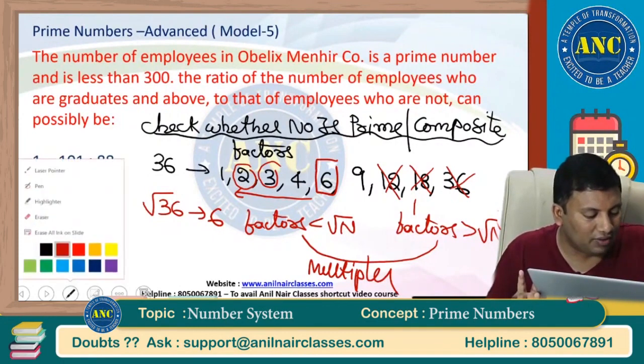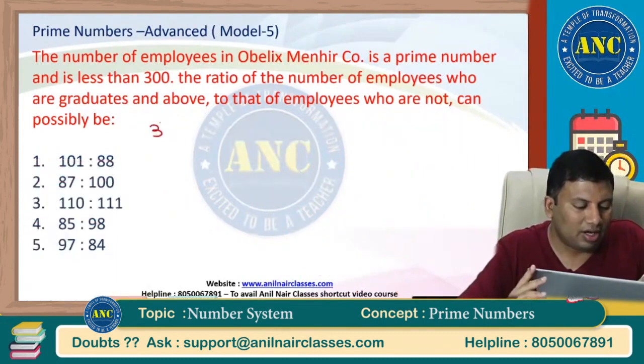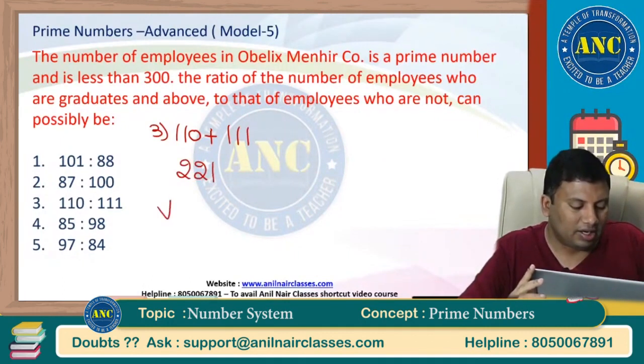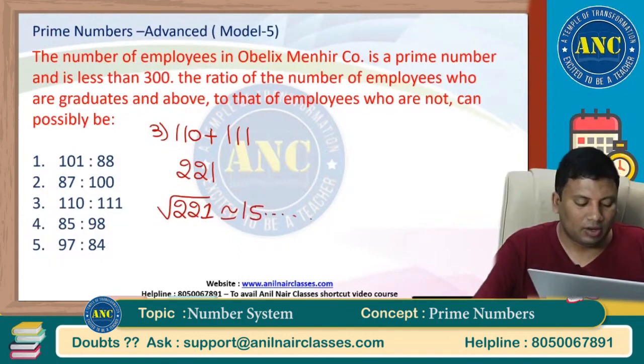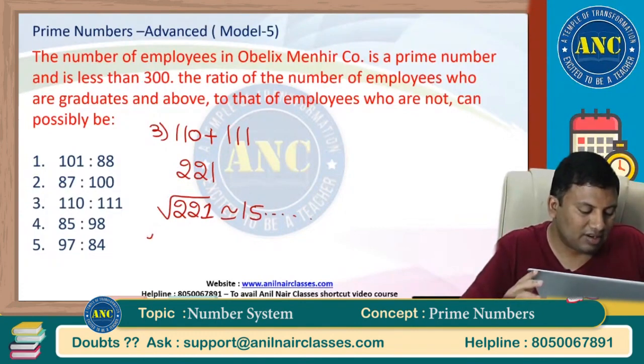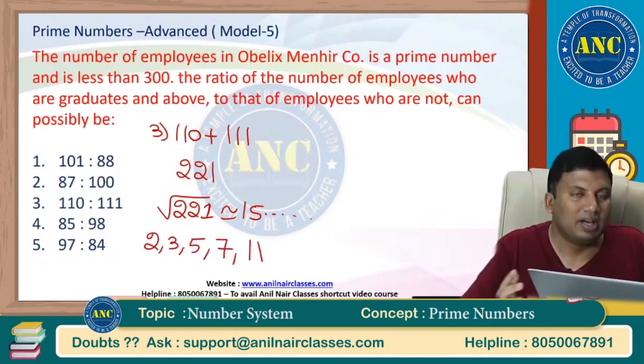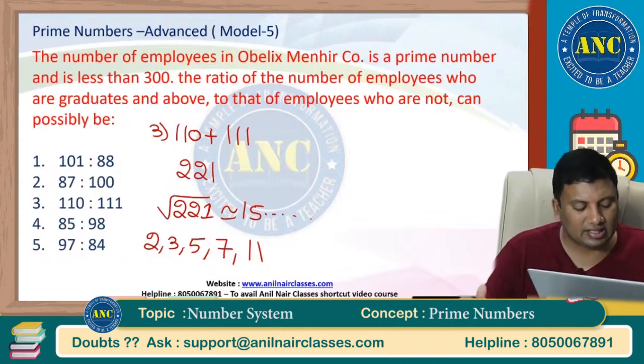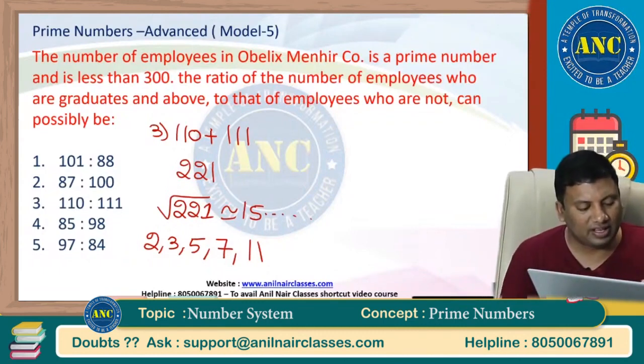Let us do the third one. Third one, what we got? 110 plus 111, which is nothing but 221. Let me take the square root of 221. It is 15 point something. Now, in 15 point something, what are all the prime numbers less than 15? 2, 3, 5, 7 and 11, because every composite number can be written as a product of primes. 2, 3, 5, 7, 11.